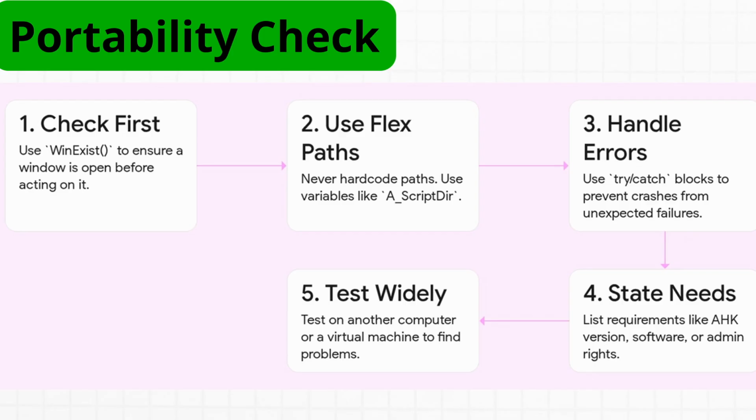This right here, this is your cheat sheet for making scripts that people will love. Number 1, check before you act. See if a window actually exists before you try to click in it. 2, we already hammered this one home. Use those flexible paths. 3, anticipate that things will go wrong. Using a try block is like telling your script, hey, try to do this, but if it doesn't work, don't just panic and crash, do this other thing instead. It is so powerful. 4, just tell the user what they need. And finally, number 5, if you can, test it on a friend's machine or a virtual PC. It is the absolute best way to find these problems before anyone else does.